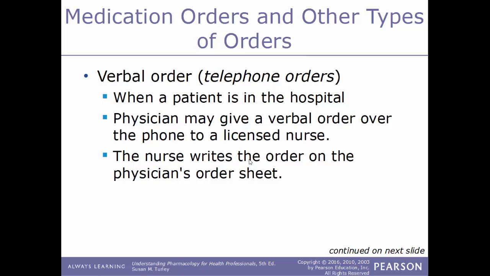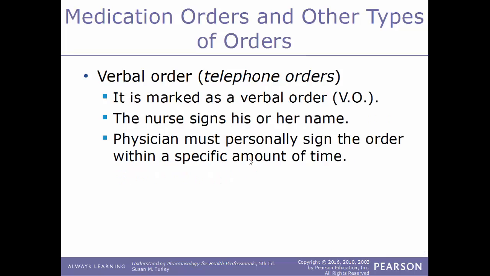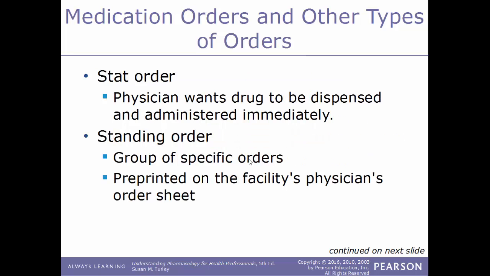Verbal orders or telephone orders. This is when a patient has already been admitted to the hospital. So a physician may give a verbal order over the phone to a licensed nurse, for example, and then the nurse would write down the order on the physician's order sheet. This is indicated by the letters VO for verbal order. And then the nurse will sign his or her name, and the physician must personally sign the order within a specific amount of time.